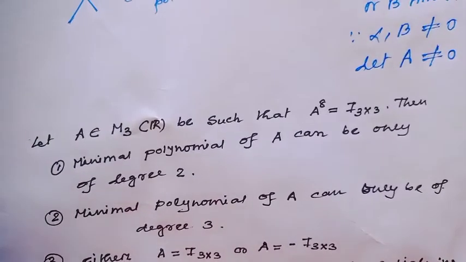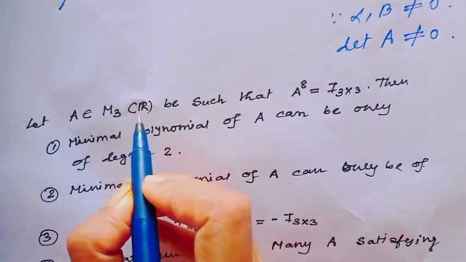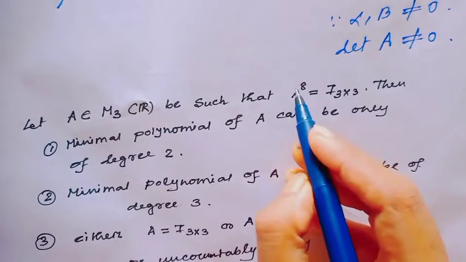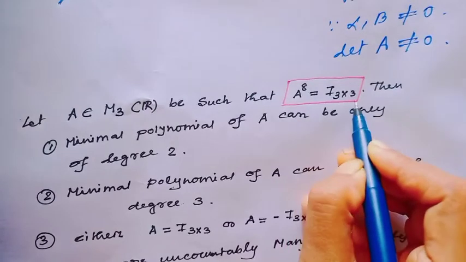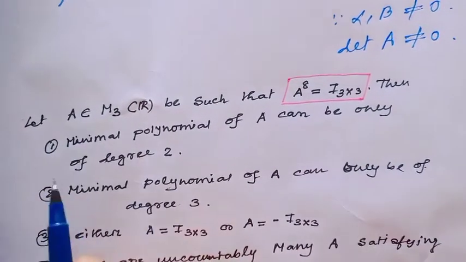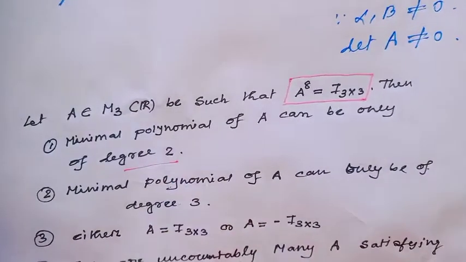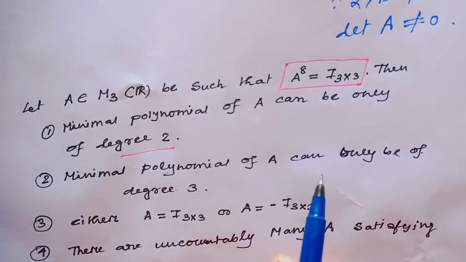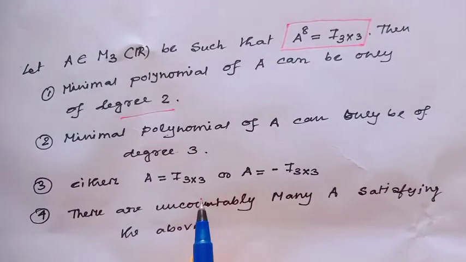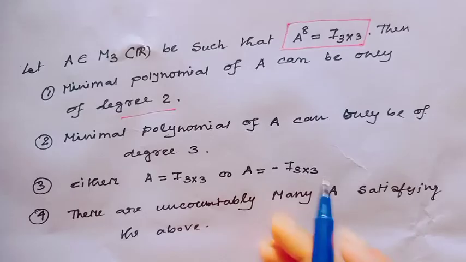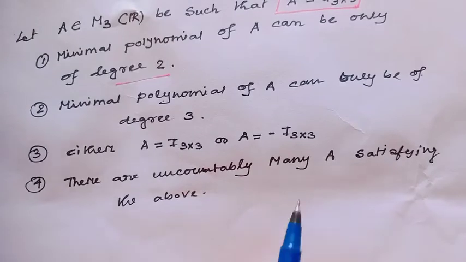The question is, consider A an arbitrary matrix which is a 3 cross 3 matrix, and here the field is the real numbers, and the matrix is such that it satisfies A to the power 8 equal to I 3 cross 3. Then option 1, minimal polynomial of A can be only of degree 2. Option 2, minimal polynomial of A can only be of degree 3. Option 3, either A equal to identity or A equal to minus identity. And option 4, there are uncountably many A satisfying the above.